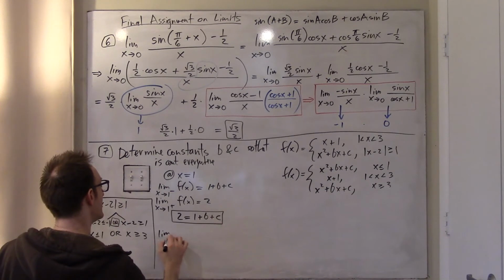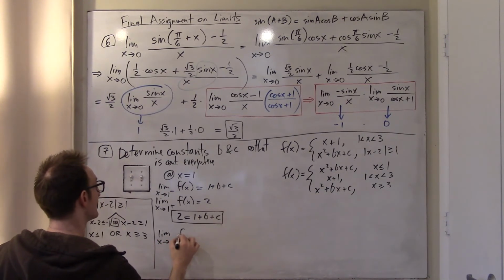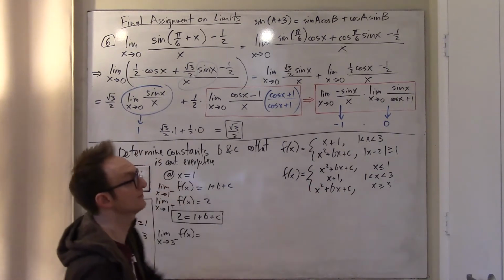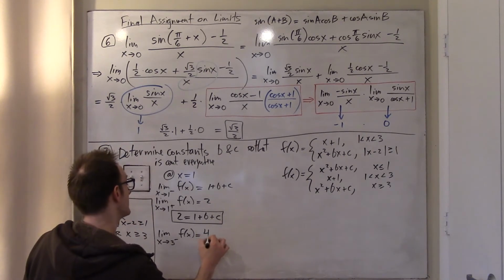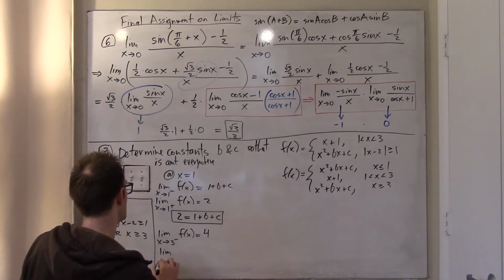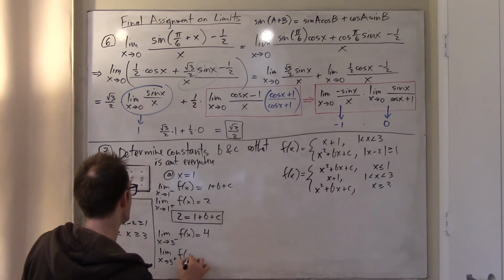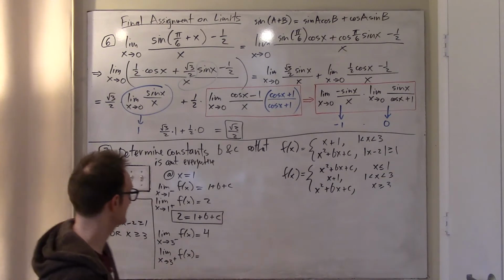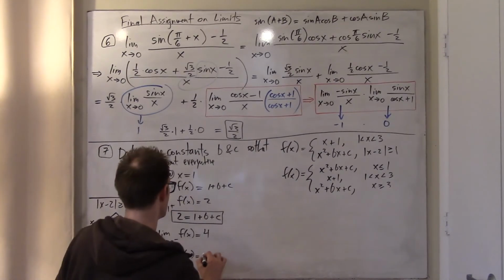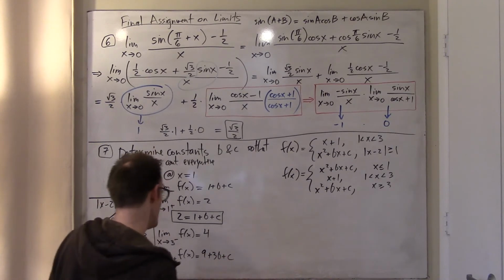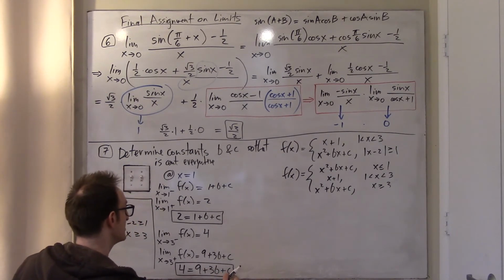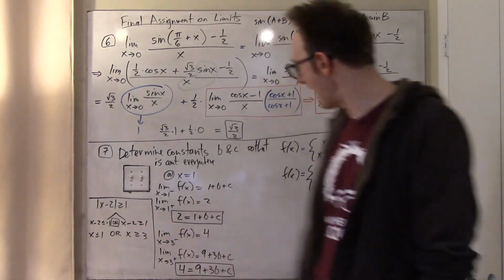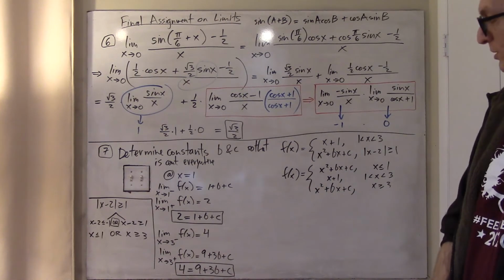Okay, what about at 3? What's the limit as x approaches 3 from the left of this function? If x is approaching 3 from the left, I'm supposed to follow the linear rule, and therefore the limit is 4. But if I approach 3 from the right, then I should follow the parabola rule, and I get 9 plus 3b plus c. And so it better be true that 4 equals 9 plus 3b plus c. In other words, in order for this function to be continuous everywhere, the pieces must meet, and that's equivalent to saying that these two linear equations must be true.